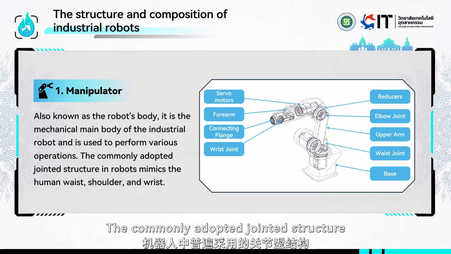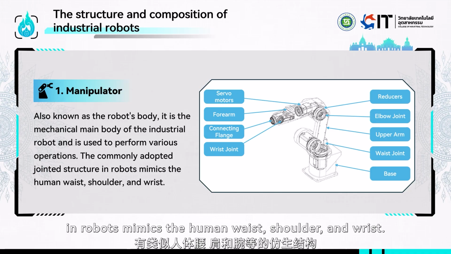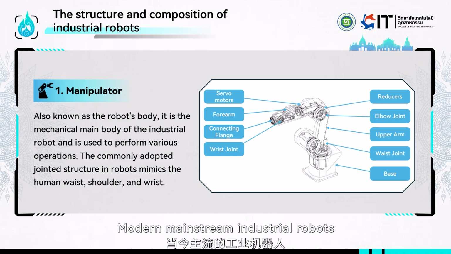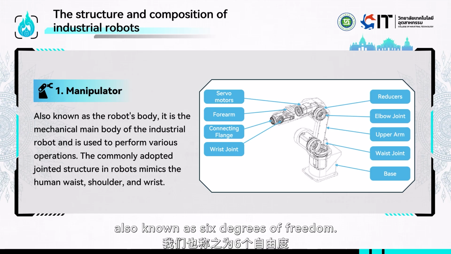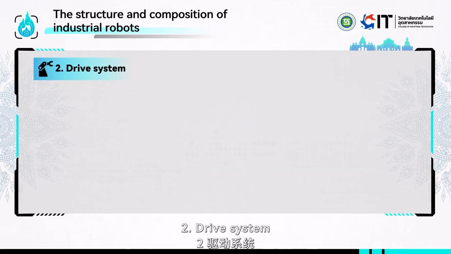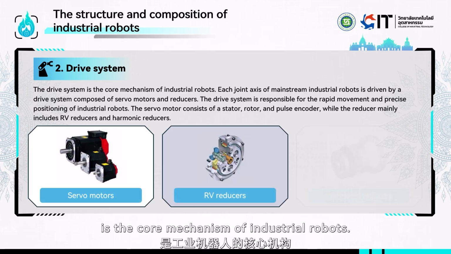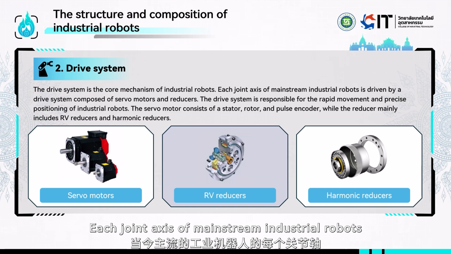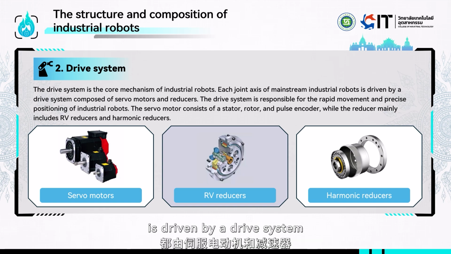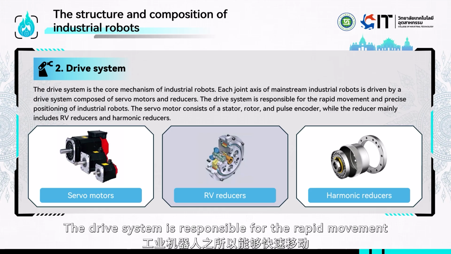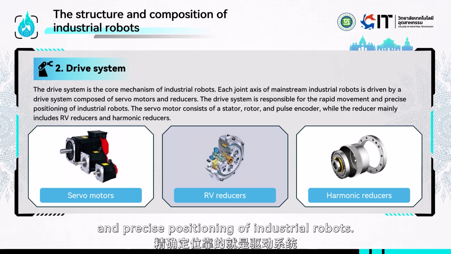The commonly adopted jointed structure in robots mimics the human waist, shoulder, and wrist. Modern mainstream industrial robots consist of 6 movable joints, also known as 6 degrees of freedom. 2. Drive system. The drive system is the core mechanism of industrial robots. Each joint axis of mainstream industrial robots is driven by a drive system composed of servo motors and reducers. The drive system is responsible for the rapid movement and precise positioning of industrial robots.